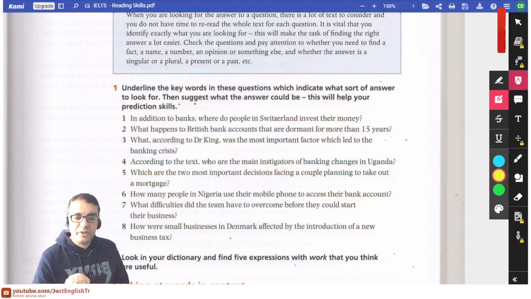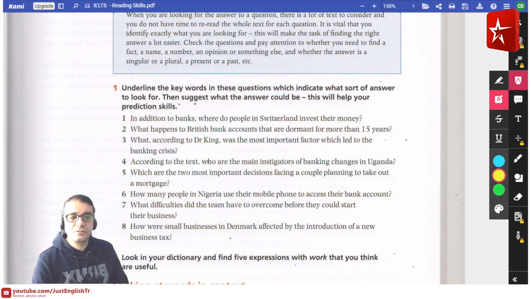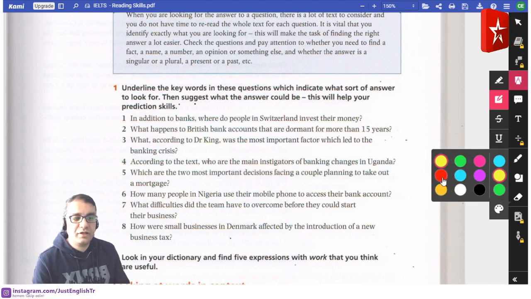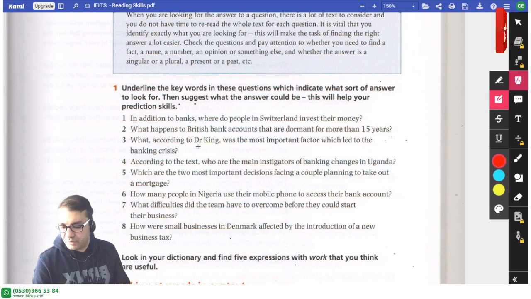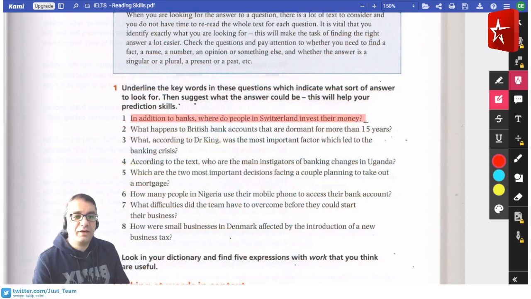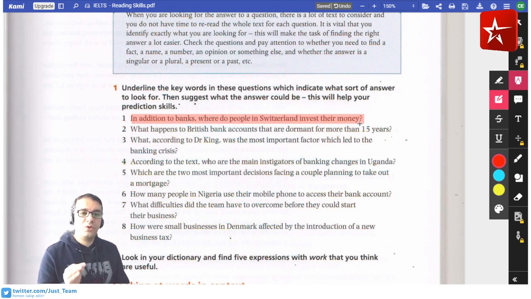What is the keyword that is possible to use? In the first one, I will put it here in green, or in red. And I will put the first section here. Okay? So what is the keyword we are looking at in this question?